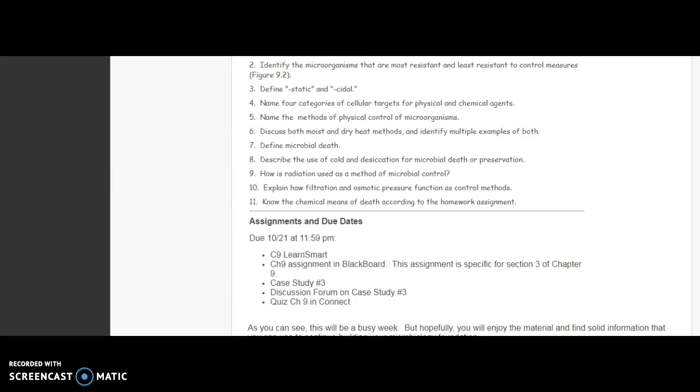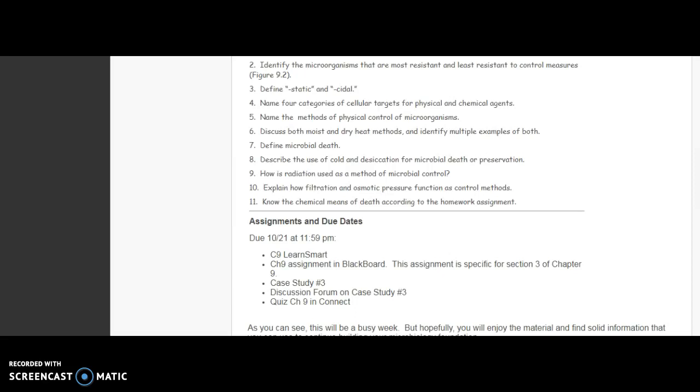So, as far as points go, this week is kind of heavy because you have the LearnSmart activity like normal. Then you have a Chapter 9 assignment, what I just talked about, in Blackboard. And that's going to be specific for Section 3. And it's just a half-sheet assignment. You're going to fill in 2 columns. I've given you one example, and that's going to be worth 8 points.